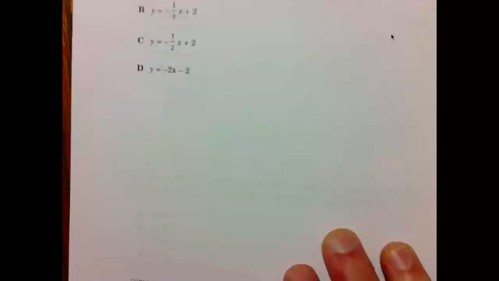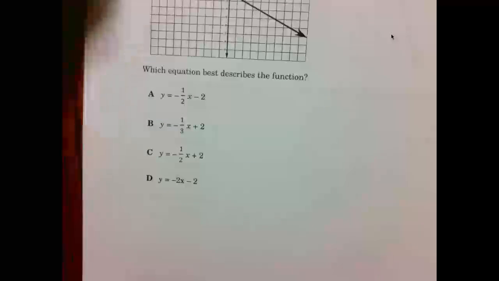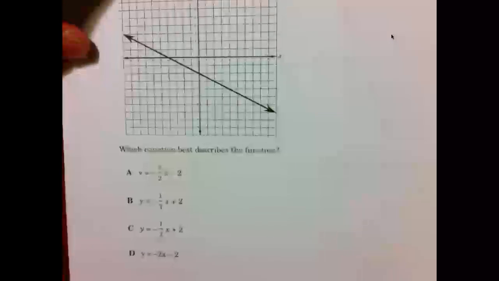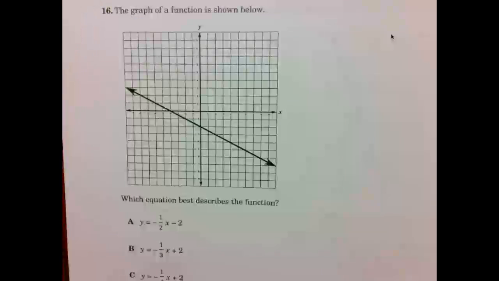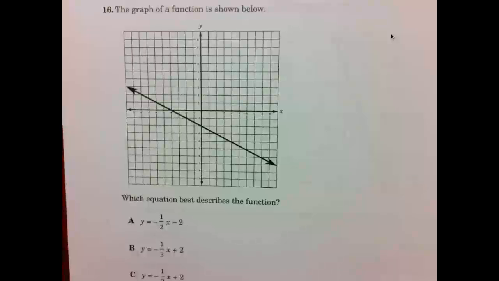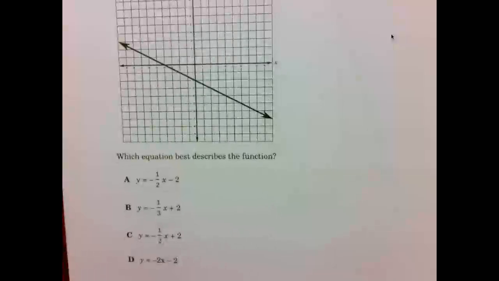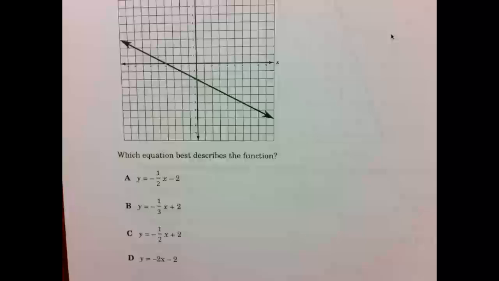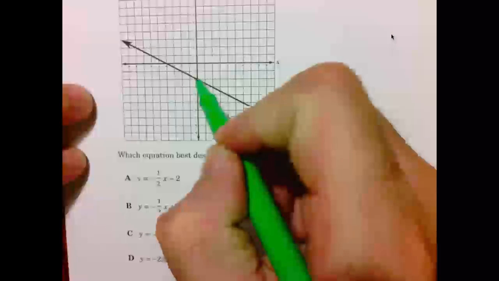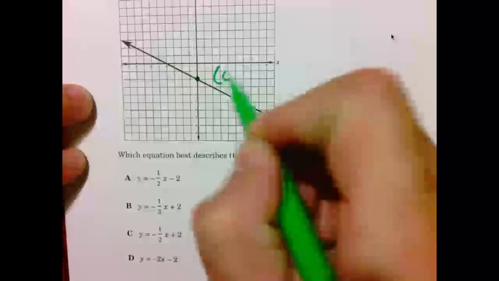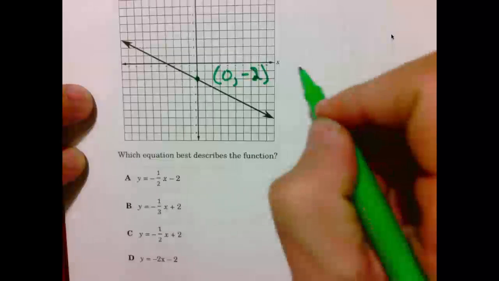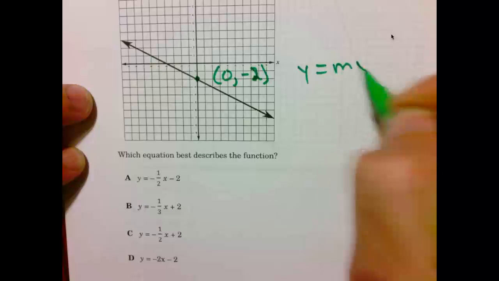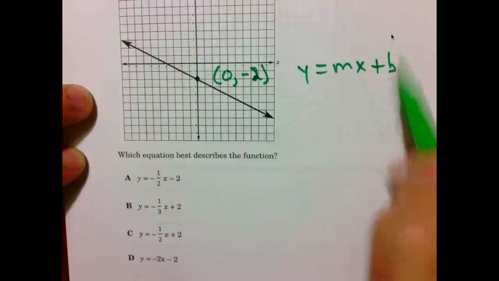All right. Problem number 16. The graph of a function is shown below. Which best describes the function? Well, let us note the y-intercept here. 0, negative 2. Therefore, we know in the form y equals mx plus b, b tells us the y-intercept.